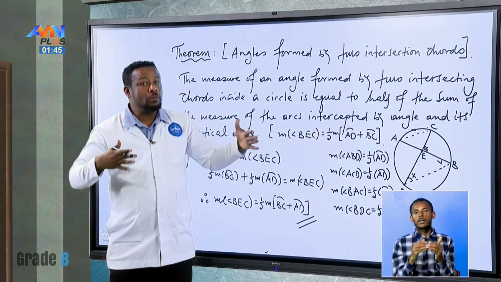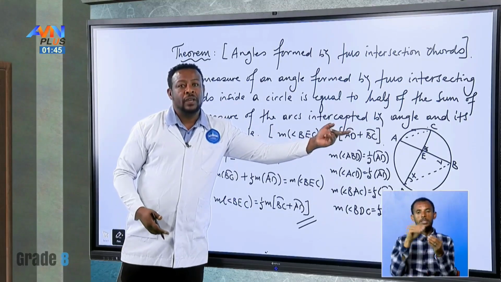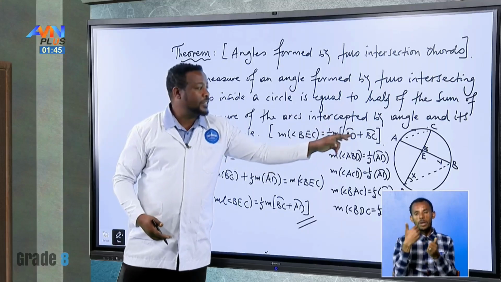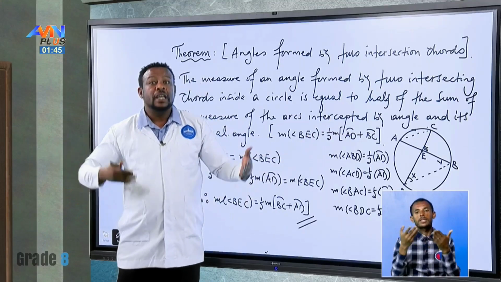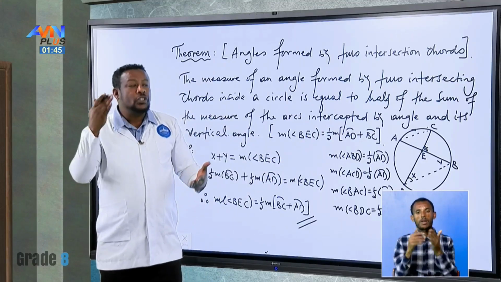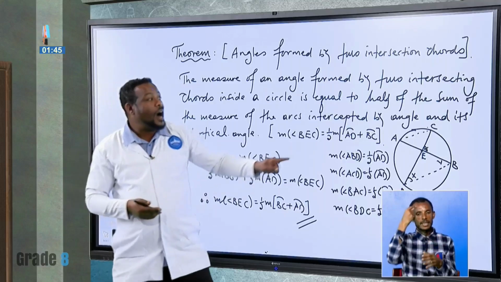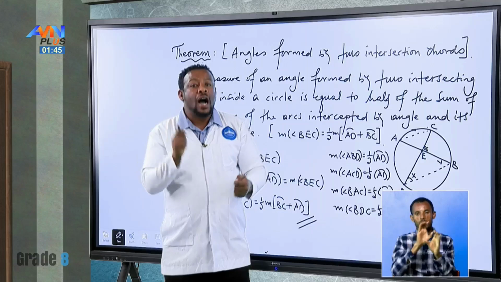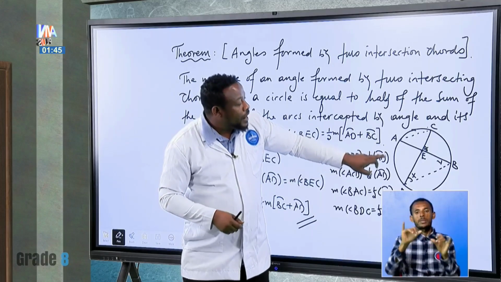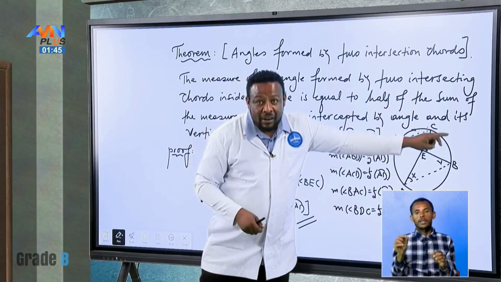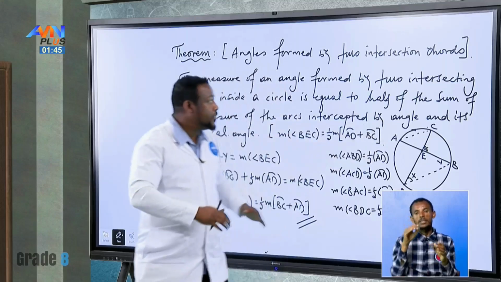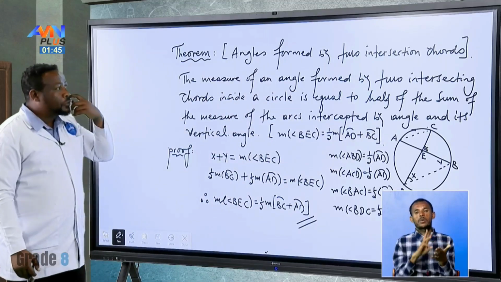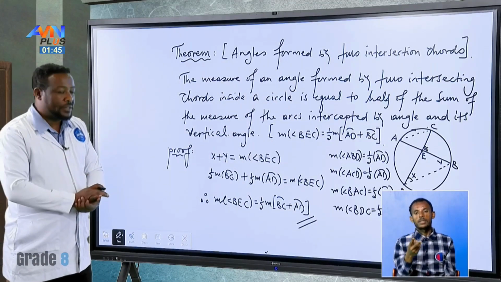This is our objective. Addition is commutative. In whatever order you write these two terms, there is no difference. Therefore, our conclusion from this theorem is an angle formed by two intersecting chords is half of the measure of the intercepted arcs. So based on this, we will try to see certain examples.